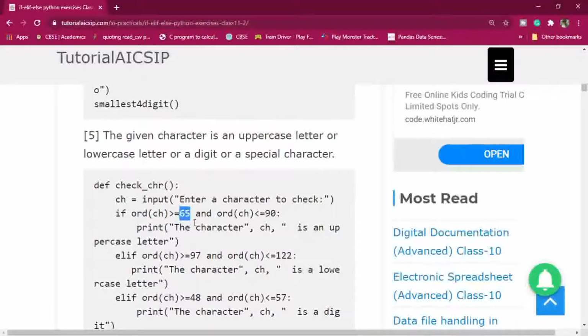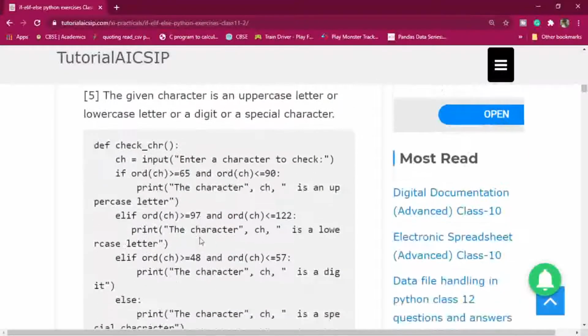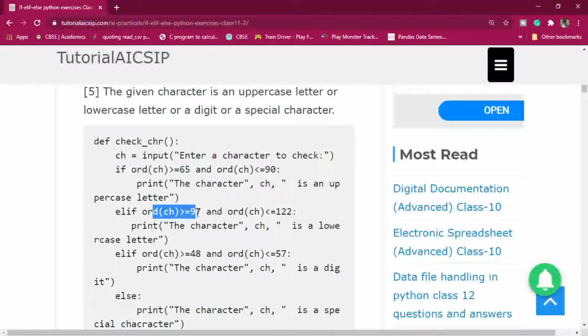You can write in this manner also, ord or without ord, ch greater than or equal to 65, but it should be converted into A to Z. Here capital A to Z comes between 65 to 90, so that will be a capital letter. So the character ch is an uppercase letter. Similarly, elif ord, the second series is 97 to 122. That is for small letters, or we can say lowercase letters, small a to z. That's why I have written 97 to 122, and that is one range.